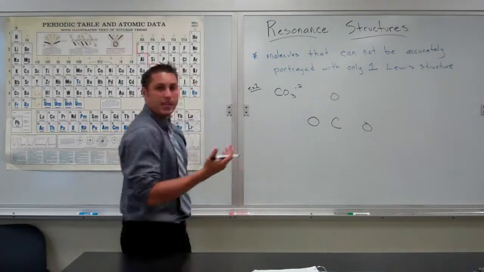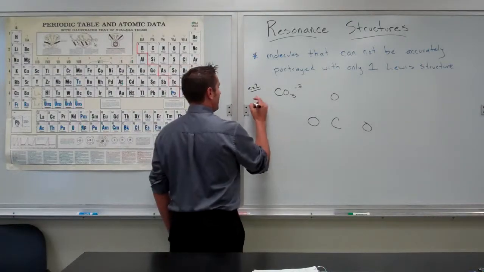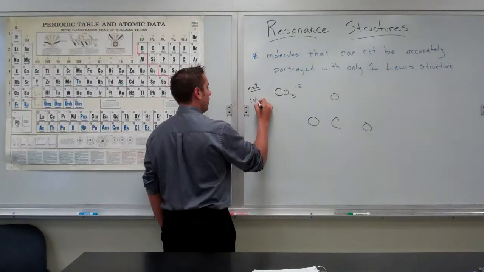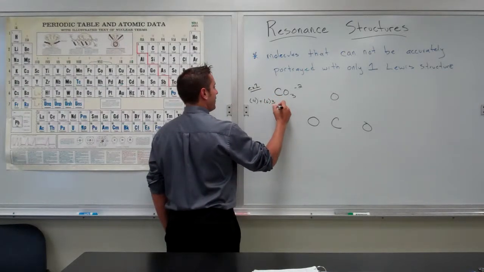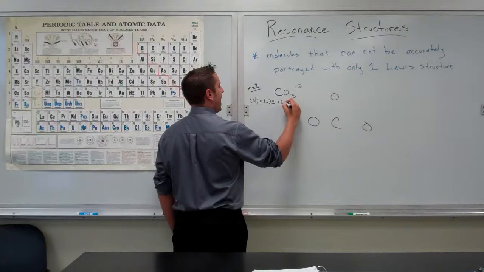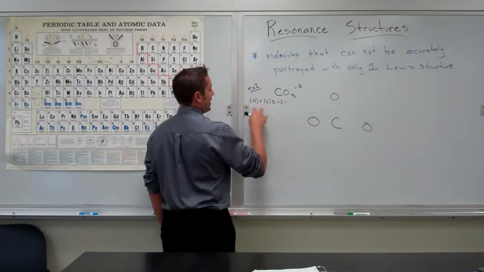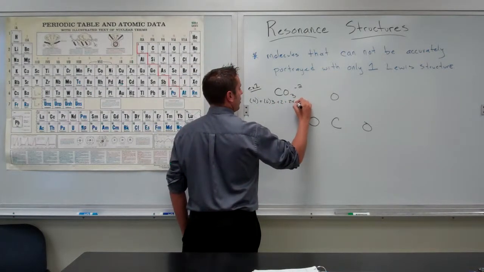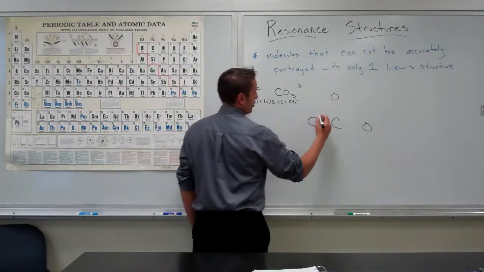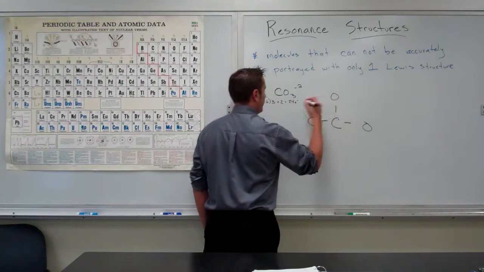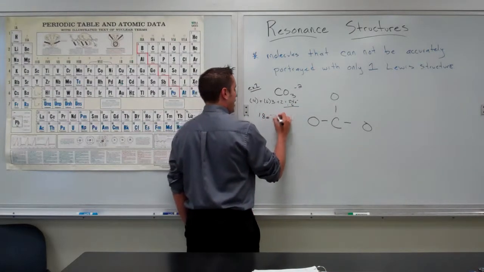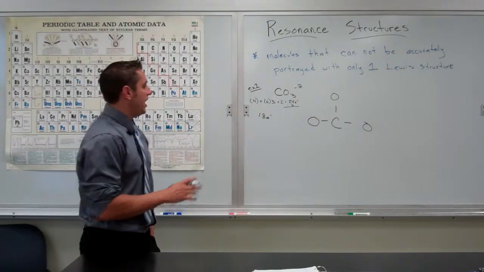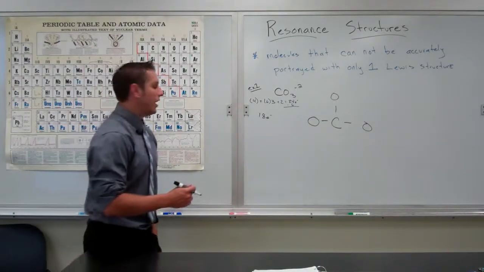And then what I would do is add up my valence electrons. Carbon gives me 4, oxygen gives me 6, and I have 3 of those, and the -2 says to add 2 more, so it looks like 18, 22, 24 electrons. Draw your single bonds. 3 single bonds uses up 6, leaving me 18 dots to make all of the oxygens and carbon fill their octet.